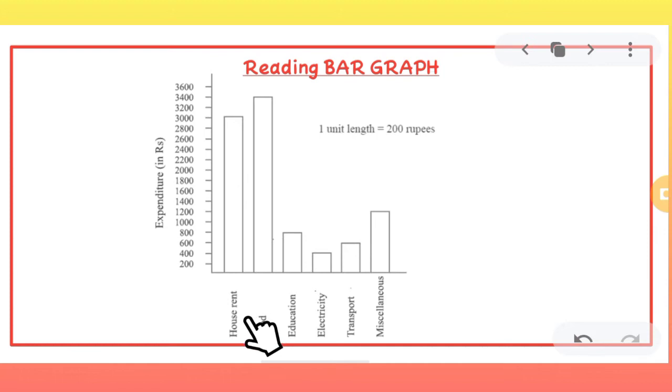Next, let's see, for example, house rent. This is the bar for house rent. What does it represent? It represents that the house rent is 3000 rupees. From here you can get the unit, 3000 rupees. Similarly for food, it is 34,000 rupees, and the same for others.